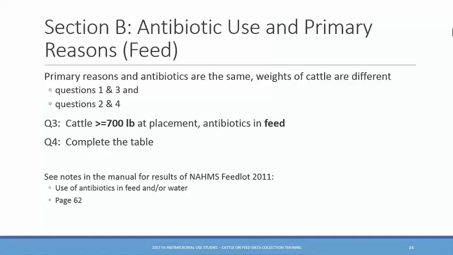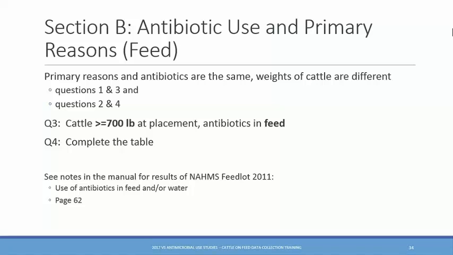So there should be plenty of information there to help you answer these questions, or help the producer answer the questions. And again, for question 4, the table completion is the same: percent of cattle at placement that received the product, the primary reason code, and the duration of days that a typical pen received this product through the feeding period. So that is our antibiotic use and primary reasons for use in feed.